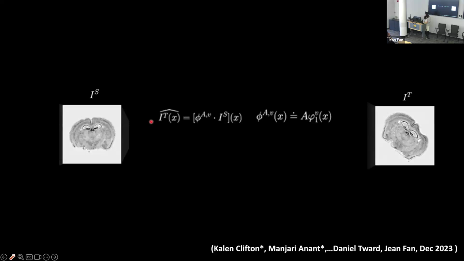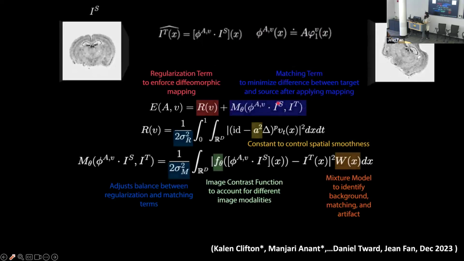But essentially, what this means is now I have two images, and I'm trying to solve for a function phi that when I apply it to the source image, it makes it look more like the target. So that's what this equation means. And this phi has a component that's an affine component and a diffeomorphic component. So how do we solve for phi? Well, that's where we use gradient descent, and we're essentially trying to minimize this particular error term, which, to break it down for you, has a regularization component and a matching component.